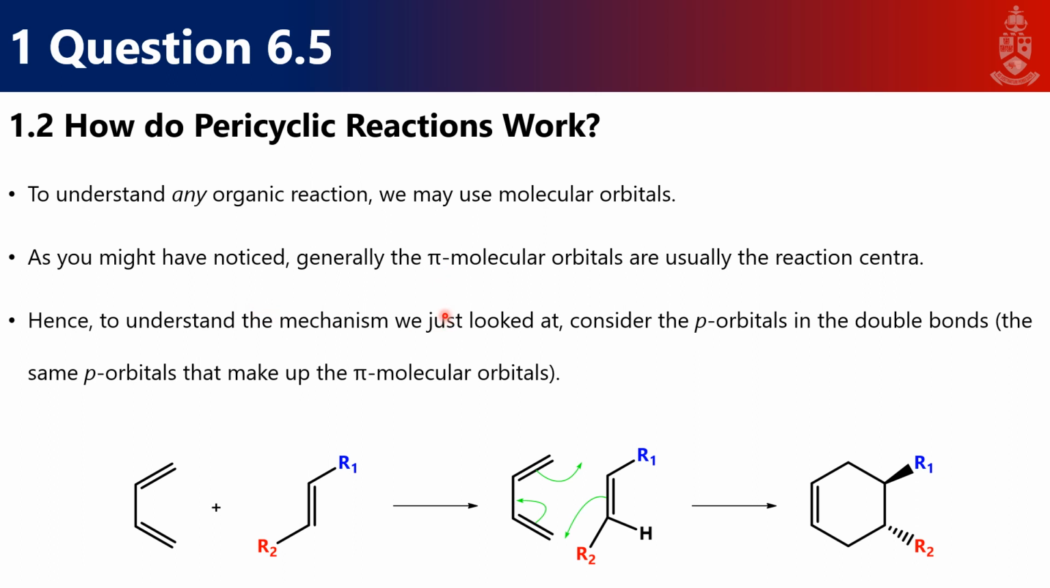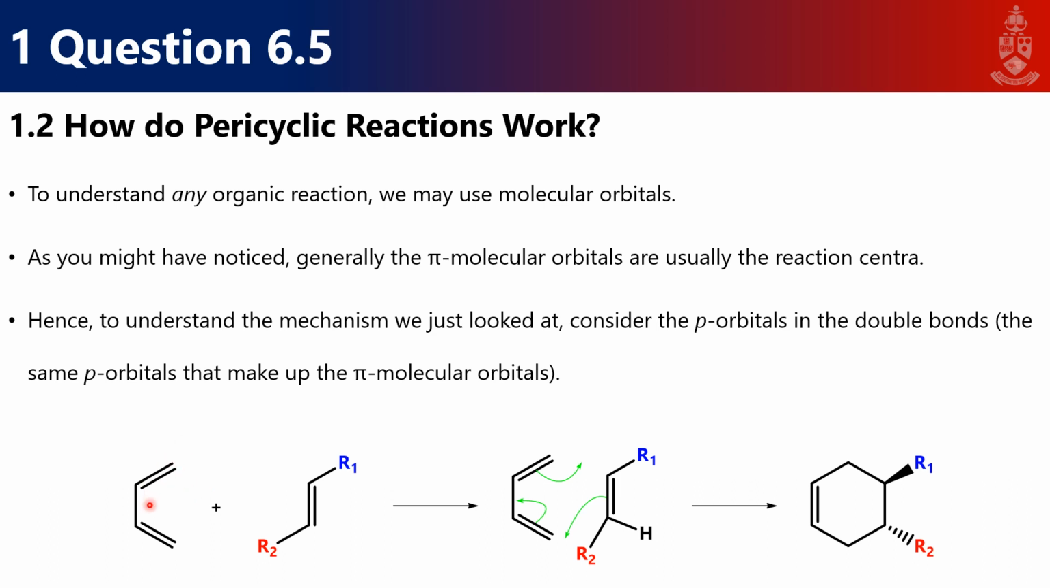So in general, the pi molecular orbitals, in other words, the double bond orbitals, are where interesting things take place. If there's none of them, then you have different kinds of reactions. But in general, if there's a double bond, whether it be a carbonyl or alkene, that is where you should start looking for a reaction to take place. So if we look at the reaction mechanism we just looked at, we consider the p orbitals in the double bonds. Remember, the p orbitals make up our double bonds, in other words, the pi molecular orbitals, as we saw earlier.